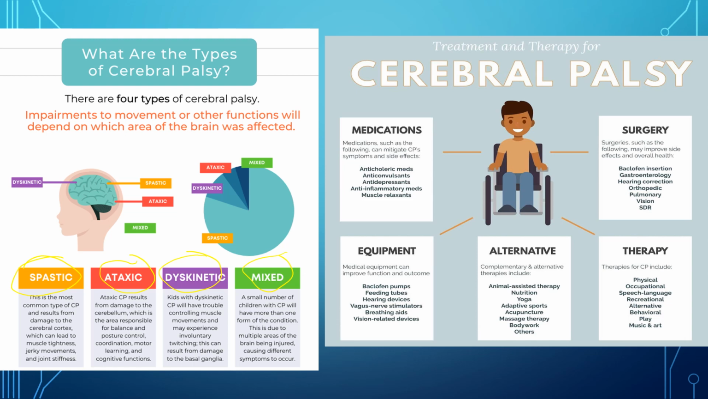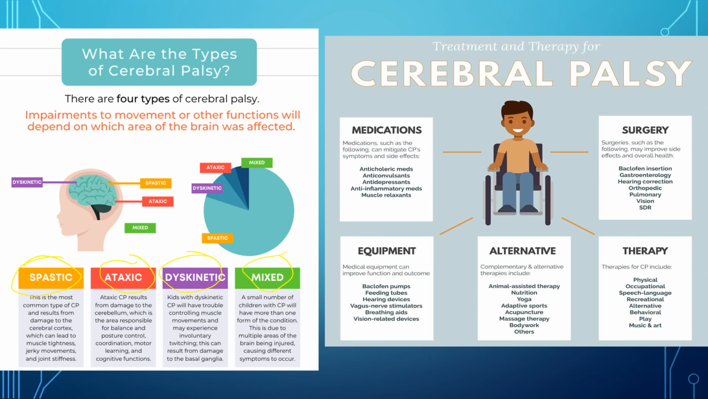Now, how is this cerebral palsy managed? Medications can be given which control this condition. They can be anticholinergic medicines, anticonvulsants, or antidepressants, whichever are needed. Also, muscle relaxants to release the muscle stiffness can be given. Surgeries, which can be followed by medicines, are baclofen insertion, gastroenterology, hearing correction, orthopedic or pulmonary corrections, and vision correction can also be done.